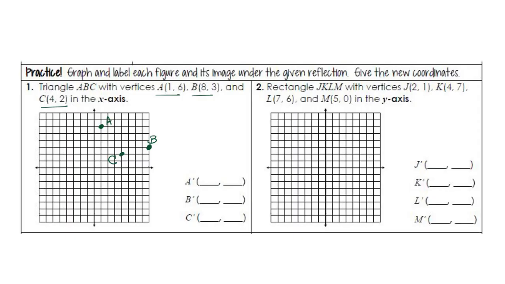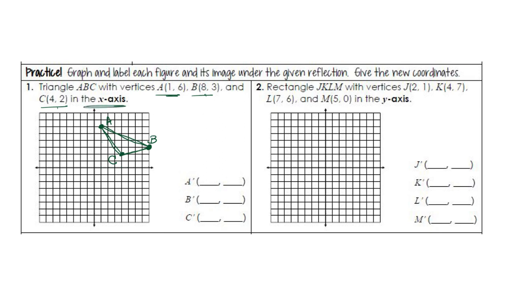Okay, so let's look at an example of this. We need to practice. Graph and label the figure and its image under the given reflection. Give the new coordinates. Number 1, triangle ABC with vertices at (1, 6), (8, 3), and (4, 2) in the x-axis. First, we have to plot these points, which I just did. Then we'll connect these points. So I graphed these 3 points right here.